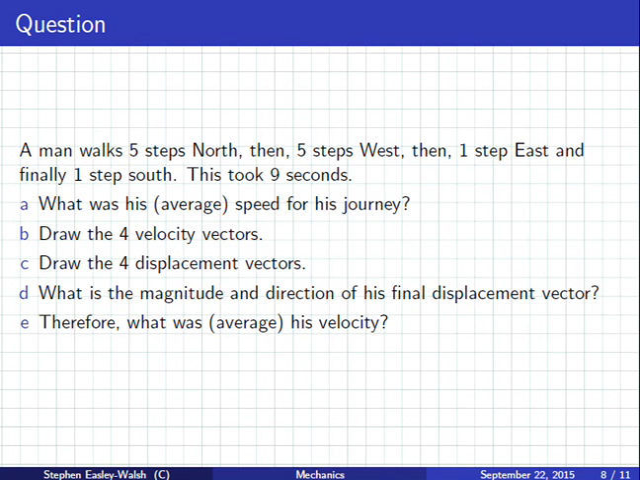So this is 5.66 steps divided by 9. So I'm saying it's like he's doing 0.629 steps per second north-west. That's his velocity vector.